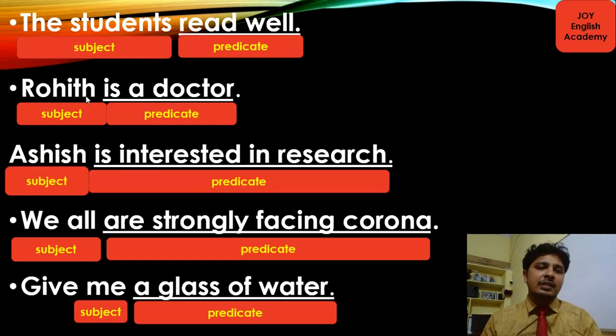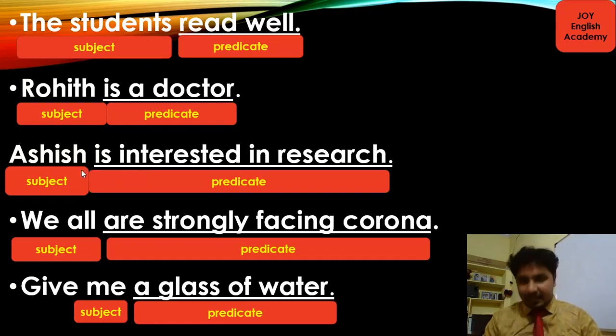Similarly, when you see the second sentence, Rohit is a doctor. About whom are we talking in the sentence? We are talking about Rohit. So Rohit becomes the subject. And what we are saying about the subject, that he is a doctor, becomes the predicate. Similarly, Ashish is interested in research. About whom are we talking?